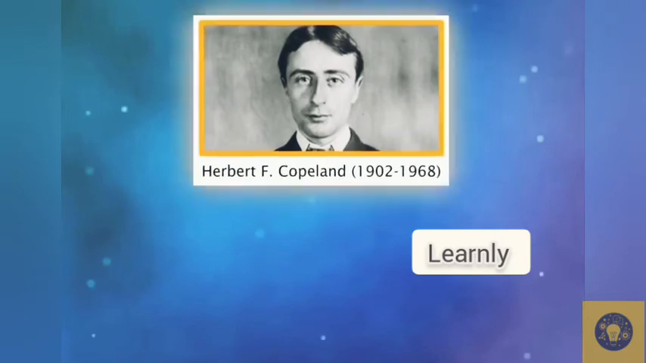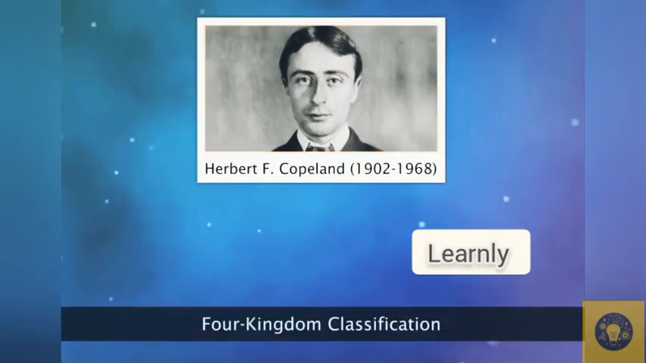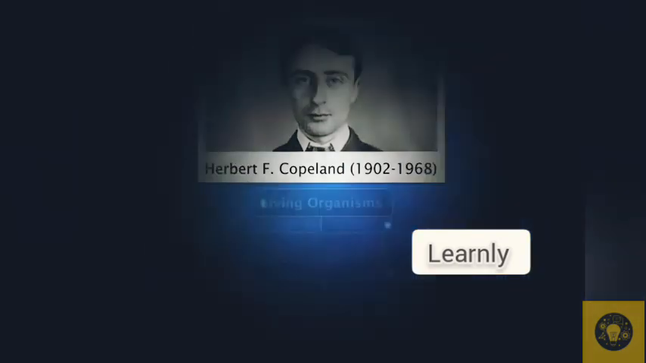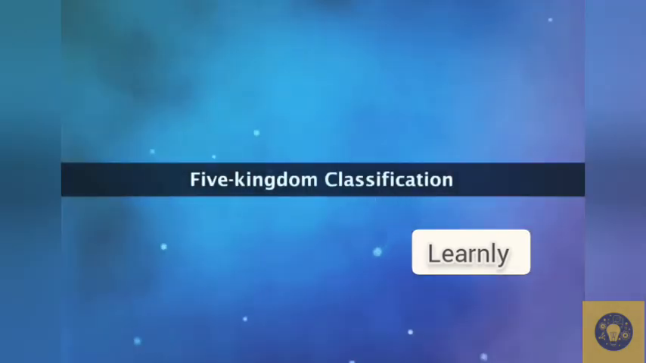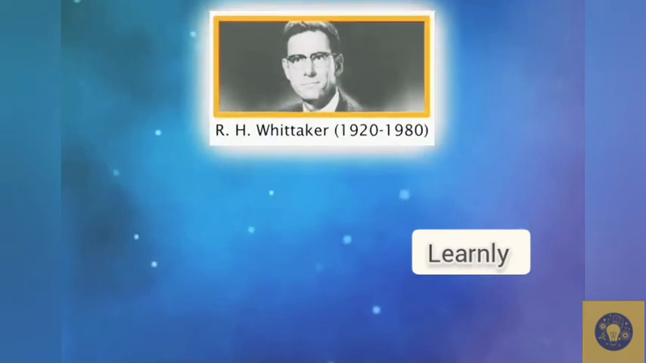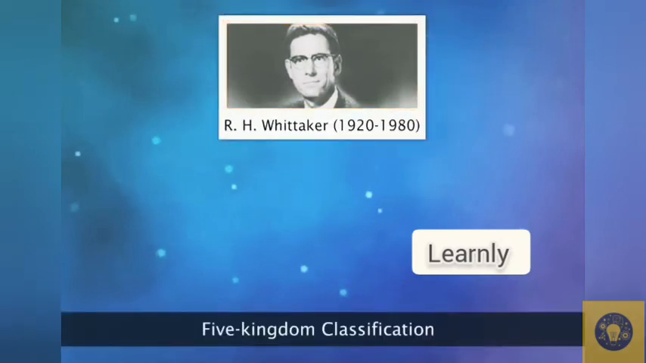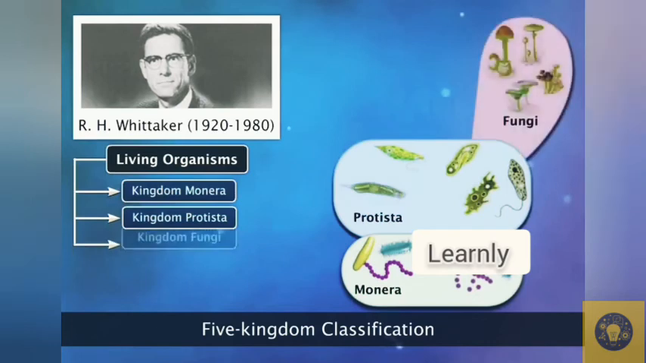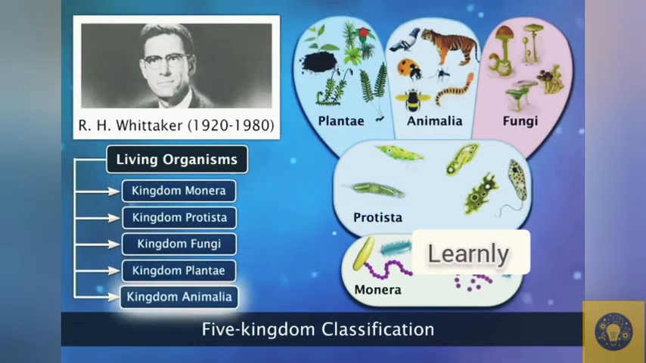In 1938, Herbert F. Copeland proposed a four-kingdom classification and divided the living world into kingdoms Monera, Protista, Plantae, and Animalia. In 1969, R. H. Whittaker proposed a five-kingdom classification system and divided living organisms into kingdoms Monera, Protista, Fungi, Plantae, and Animalia.